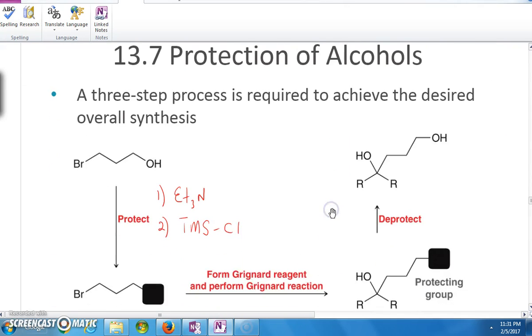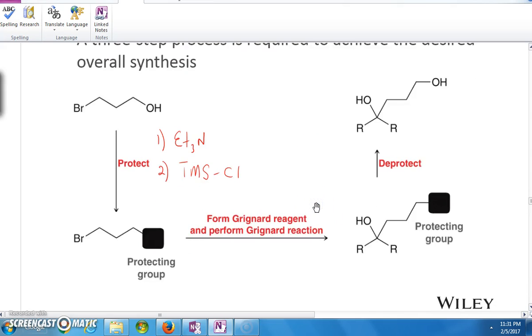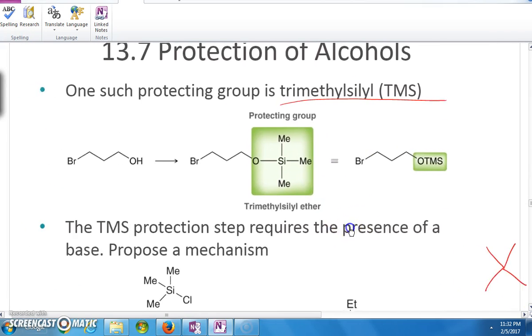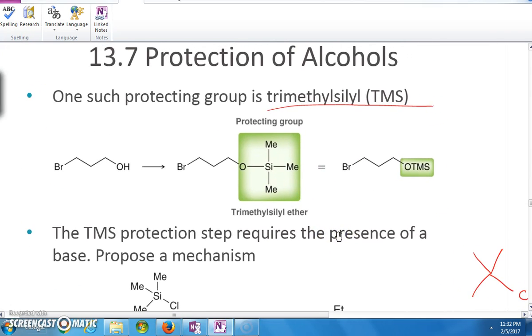And a great way to protect alcohols is by converting them to a very stable molecule by introducing something like trimethylsilyl chloride. So you protect it. So once this alcohol is protected, you can now make this group into a Grignard, and you can do all your chemistry, and after that you can deprotect. Now let's look at a classic example. One such protecting group is trimethylsilyl, TMS.